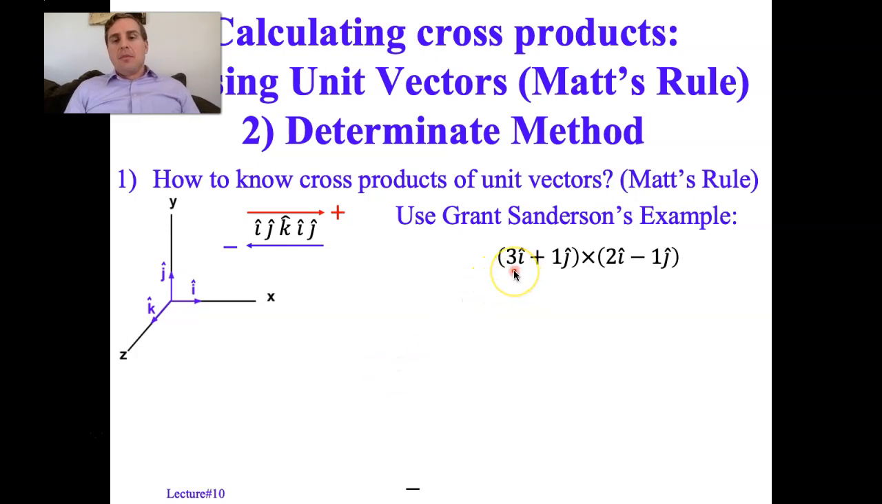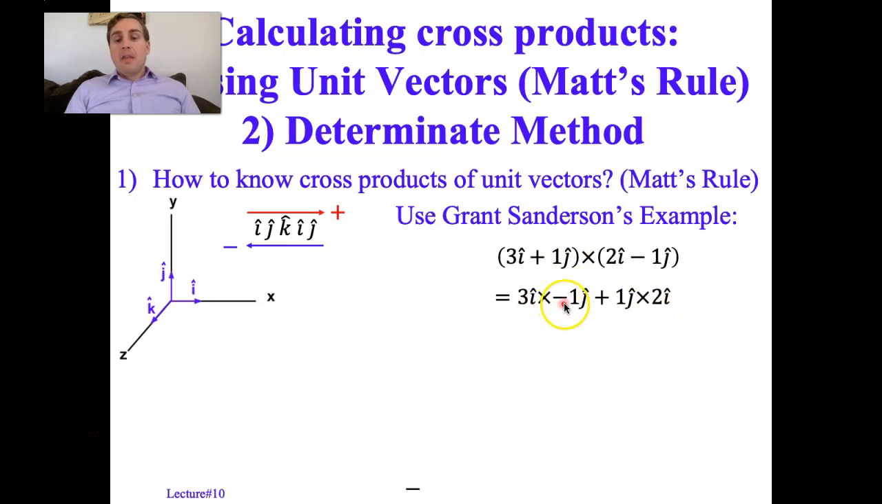So let's have a look at an example. Let's look at an example that Grant Sanderson mentioned as part of 3Blue1Brown. So he took the vector 3i hat plus 1j hat cross product with 2i hat minus 1j hat. Now notice 3i hat cross 2i hat by definition is 0, and then 1j hat cross product with negative 1j hat is also 0 because they're parallel. So all we need to do is 3i hat cross negative 1j hat plus 1j hat, that's from the first parentheses, cross product with 2i hat.